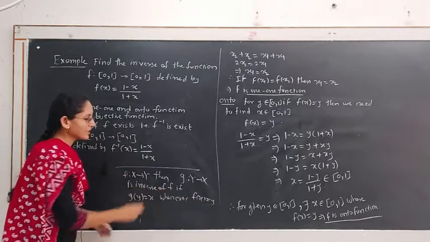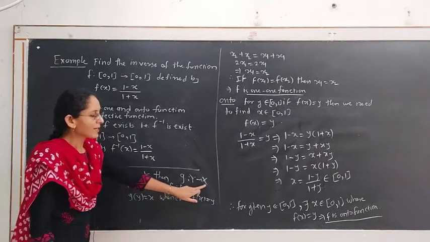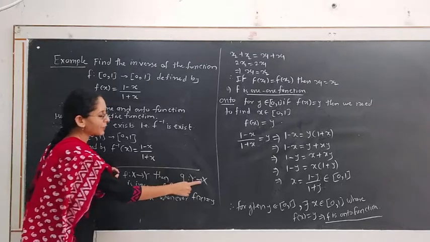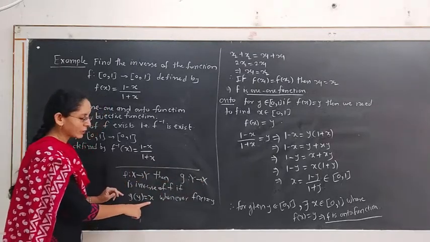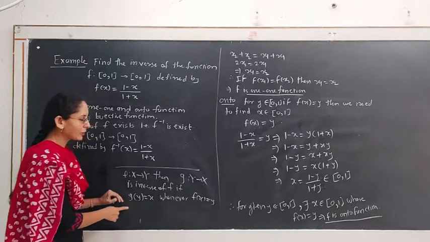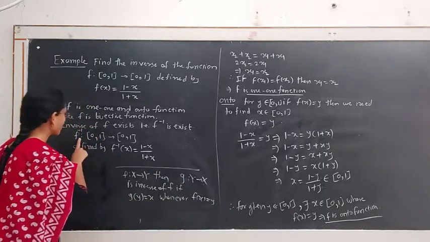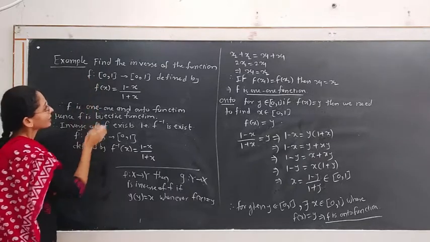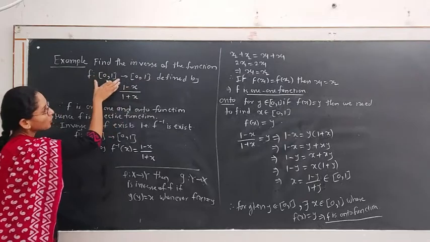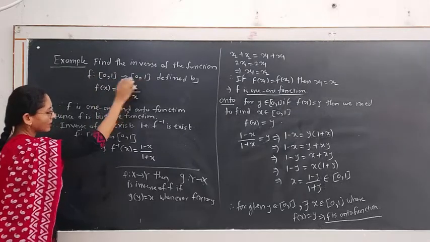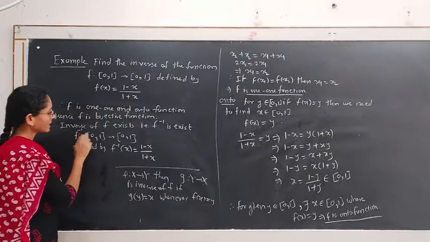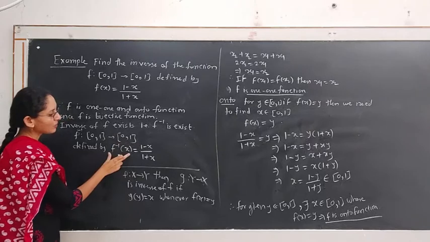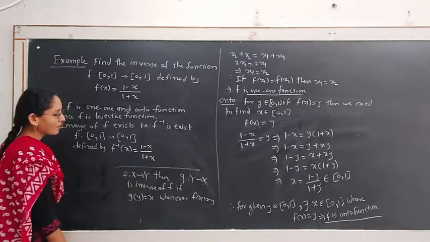This function g is defined from the set y to x. If f is a function from x to y, then its inverse will be a function from y to x, where g of y is equal to x whenever f of x is equal to y. Here we considered the function f inverse as the inverse function of the given function f, that is a function from the codomain set of f to the domain set of f. Here both the sets are equal, the closed interval 0, 1. Hence f inverse is a function from the closed interval 0, 1 to the closed interval 0, 1, defined by f inverse of x is equal to 1 minus x upon 1 plus x.